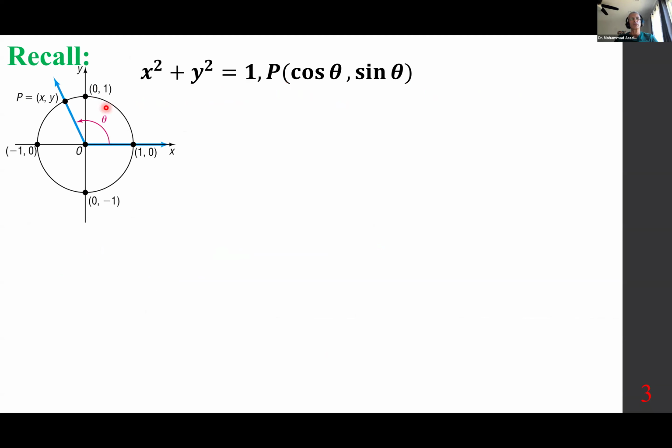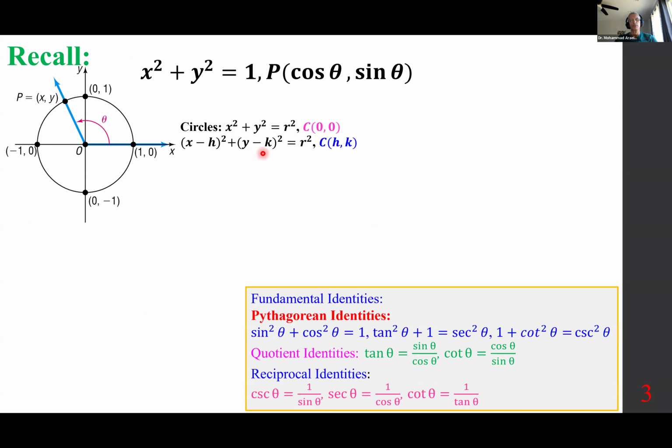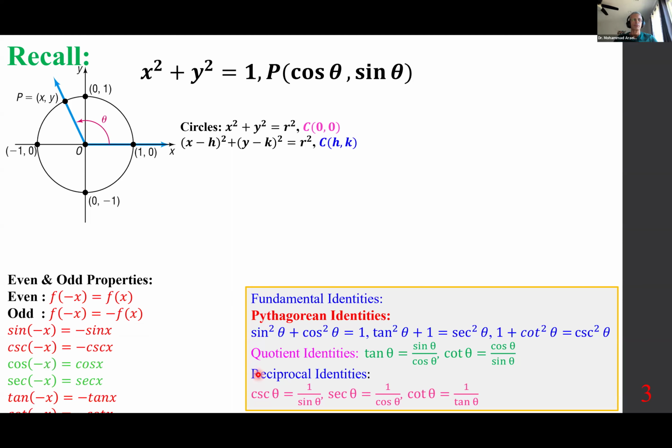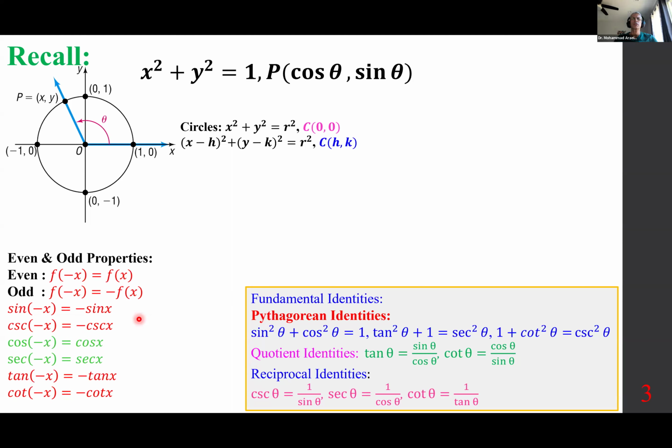Reminding everyone of the unit circle, x squared plus y squared equals 1. A point with coordinates x comma y is also cosine theta, sine theta. A circle centered at 0, 0 has the formula x squared plus y squared equals r squared. Centered at h, k, it is (x minus h) squared plus (y minus k) squared equals r squared. We've seen these fundamental identities many times over. I hope everybody is very comfortable with them. Pythagorean identities, quotient identities, reciprocal identities. Even and odd properties: all trigonometric functions are odd except cosine and therefore secant.